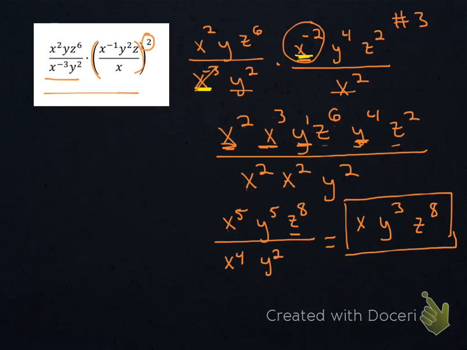So again, we started with this big mess. We did one simple operation. We put in this 2, distributed that to all of those terms, and then we just multiplied across, and we changed our negative exponents to the other side and made them positive right there. And then we just looked at our like bases that were divided by each other, and we were able to simplify to x times y cubed times z to the 8th, and that's it.